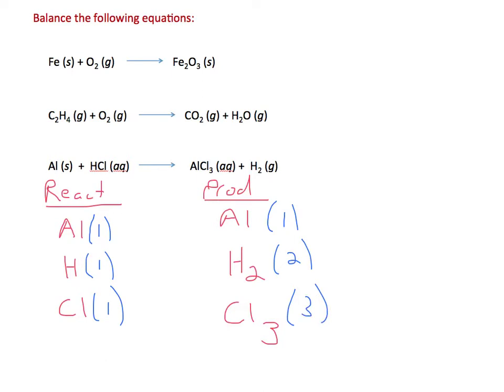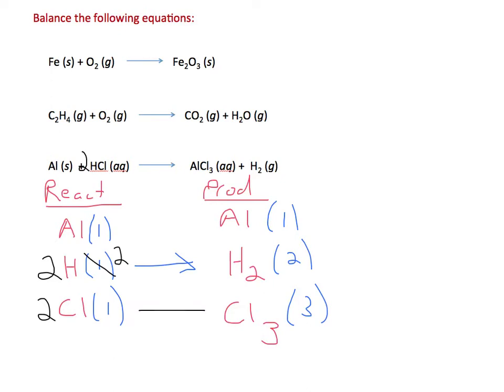Okay, so if we go ahead and start, we could start with the hydrogens or we could start with the chlorine. The aluminums are balanced. So if we start with the hydrogen, that means we need at least two over here, right? Which now gives us two hydrogens. That means we put a 2 here, which also means we have a 2 here, correct?